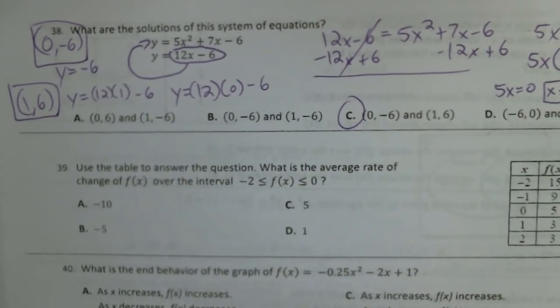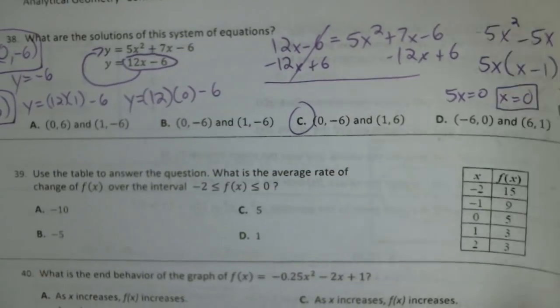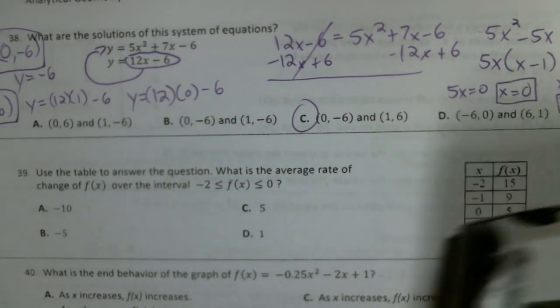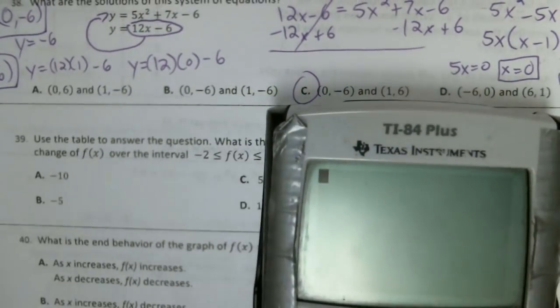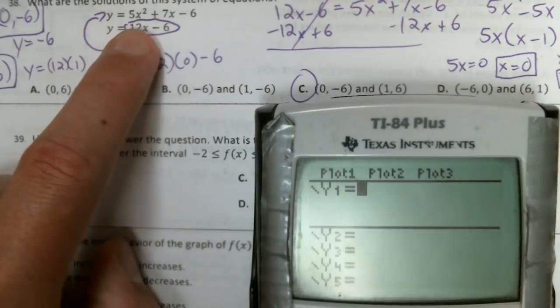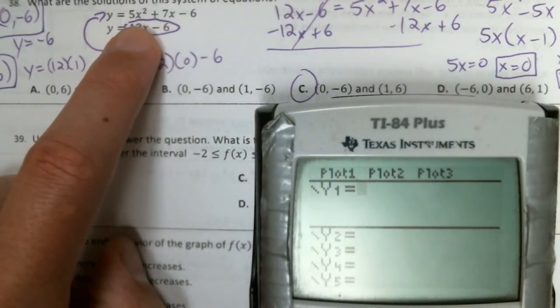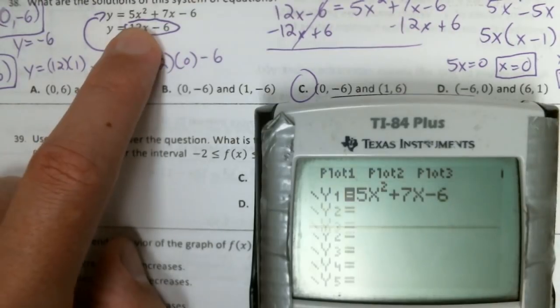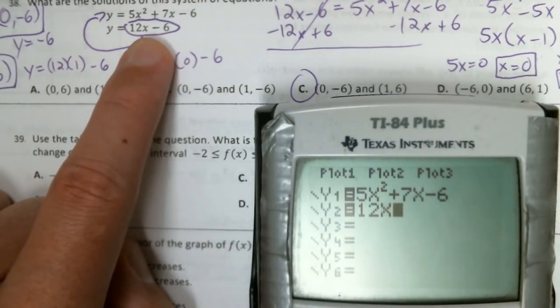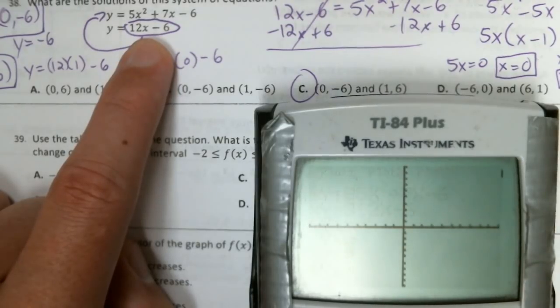Okay, now that's kind of long-winded. There's an easier way, guys. I hope this is on the calculator part. So let me show you again, refresh your memory. You're simply going to go to y equals and type in both of your equations. I've got one quadratic, 5x squared plus 7x minus 6, and then I have a line. This is coordinate algebra stuff. That's just y equals mx plus b, 12x minus 6. I'm going to graph those guys.